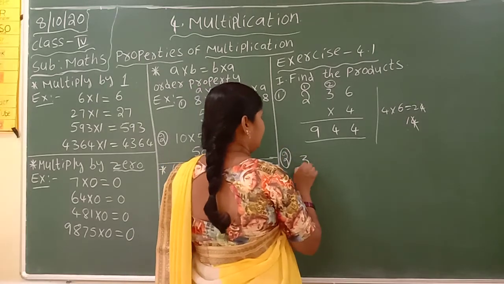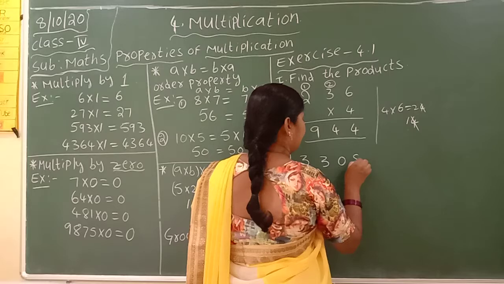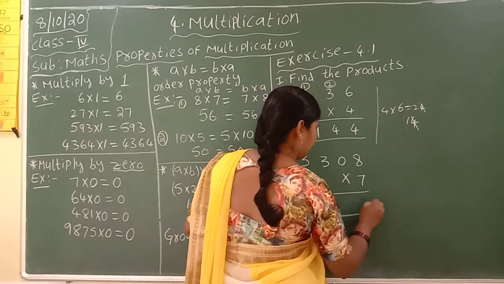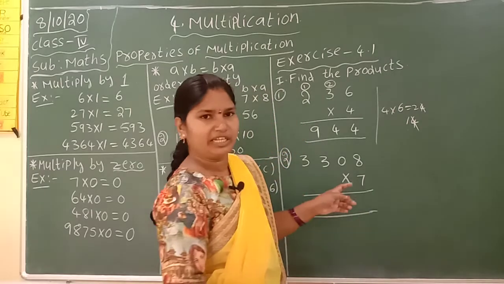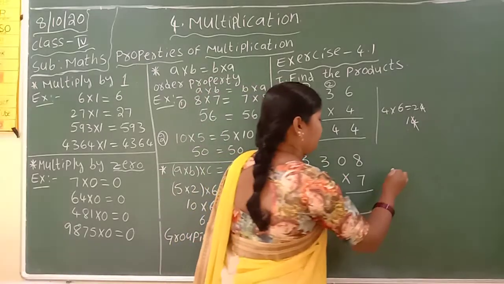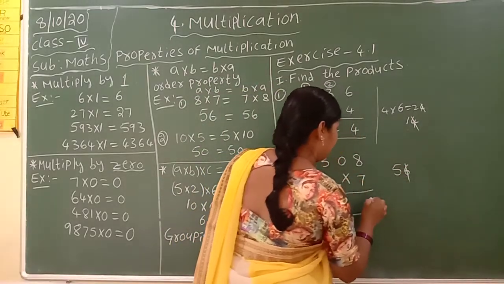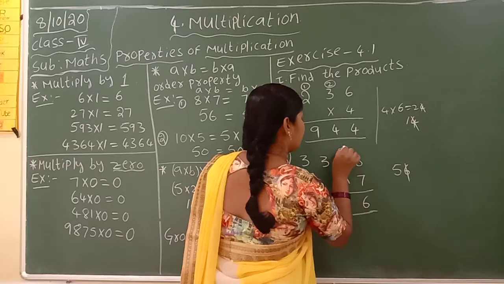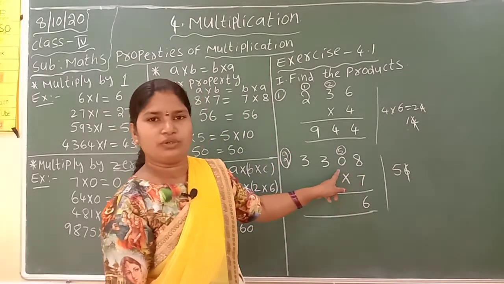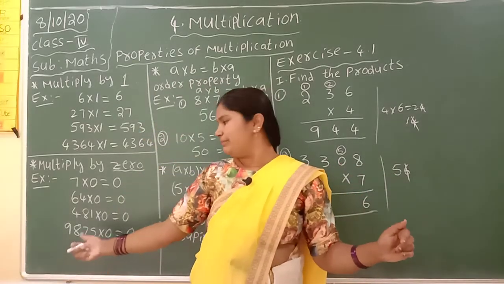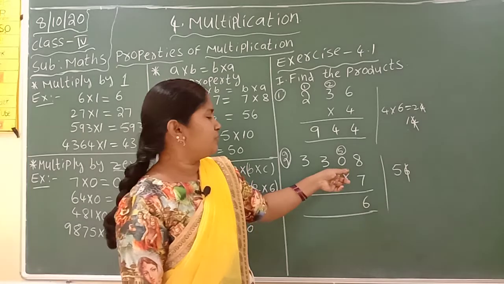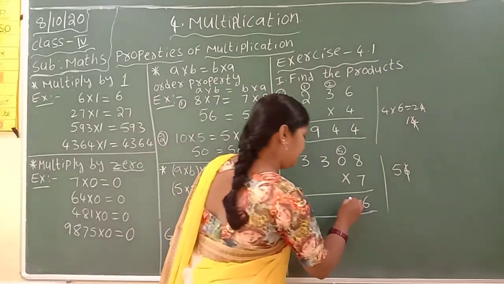Second question. 3308 multiplied by 7. Here you have to learn the 7 table. 7 eights how much? 7 eights 56. 6, cut and write here. 5, write down in the next place as a regrouping. Here 7 into 0. Now only we learn, multiply any number with 0, we will get 0. 7 into 0, 0. 0 plus 5, 5 only.